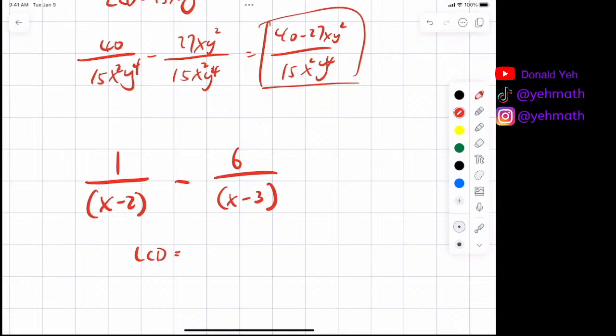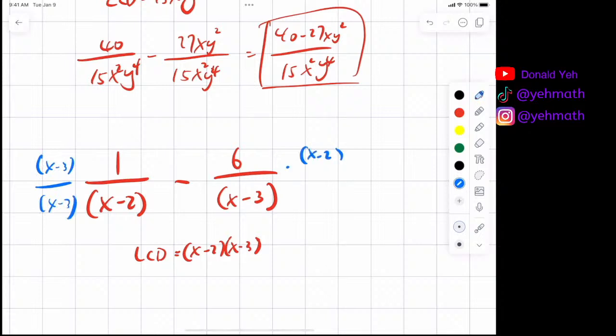Because think about it. If you have 2 and 3, you have 6, right? Then you know one of them is 2, one's 3. Then you have common denominator 6. Pretty much, it's 2 times 3. So here it's going to be x minus 2 times x minus 3. So you're going to multiply this side by x minus 3 and that side by x minus 2. This is no different than elementary school, really.